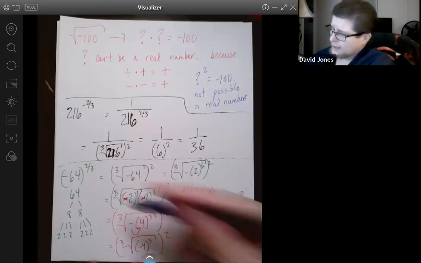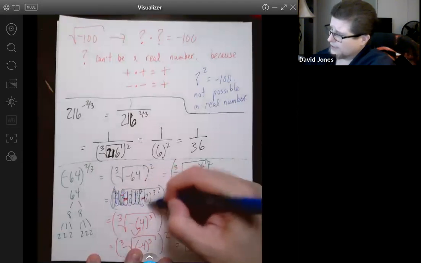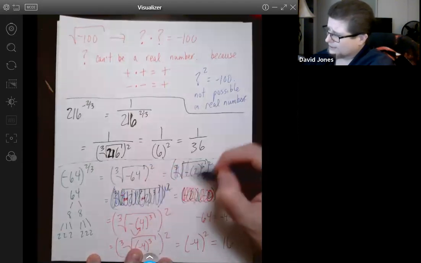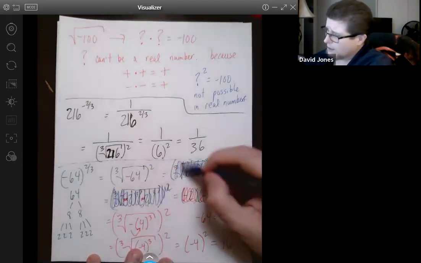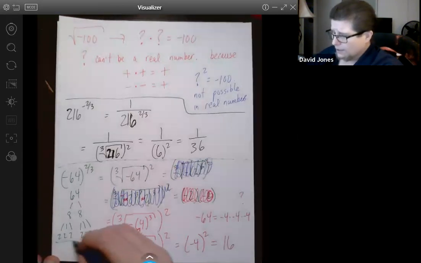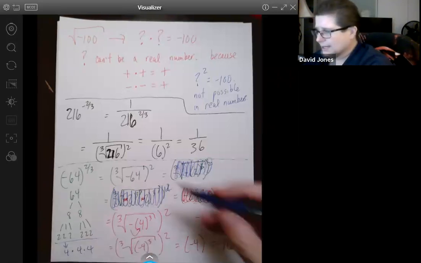So maybe skip that step right there. Don't do that, that's a little distracting. We're going to take those and break it up into 4 times 4 times 4. That's what we're doing.